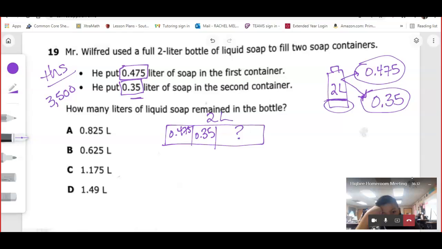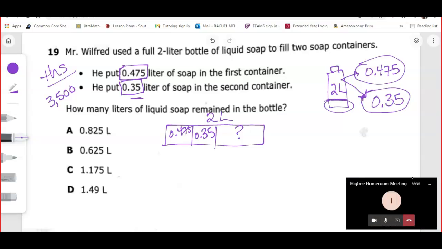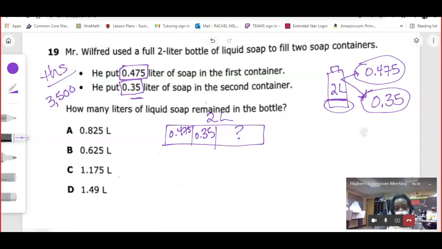Antoine, what do you think? Add what? 475 thousandths and 35 hundredths. Okay, so let's add that.